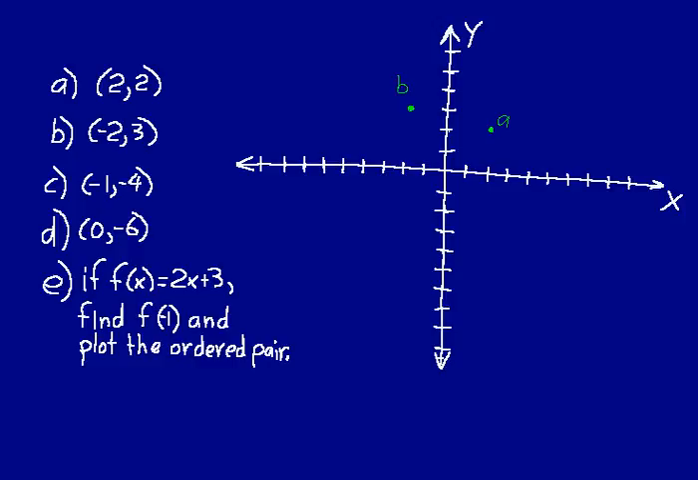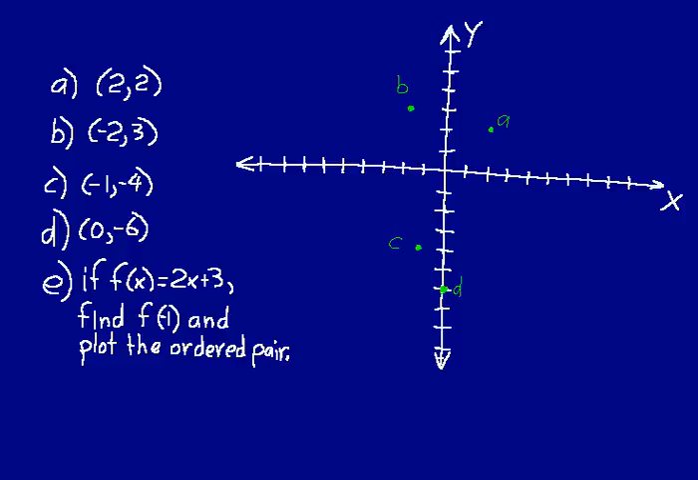C would be in the third quadrant because both of the numbers are negative. And so -1, we go to the left 1 and down 1, 2, 3, 4, and put our point right there. And so that would be C. D is 0, -6. If it's 0, that means we don't move anywhere in the x direction. We just go straight down 6, and that would be right here. And so that's D.